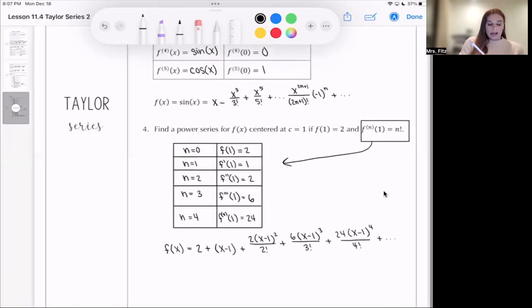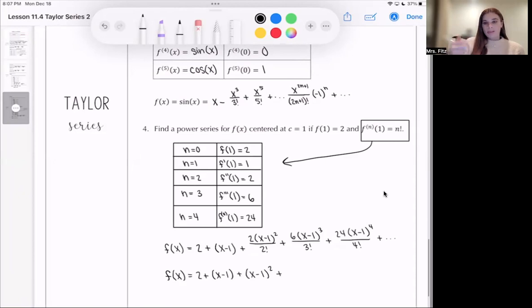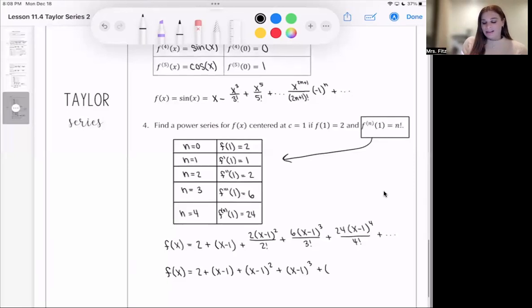And so when we clean this up, we end up with f of x equals 2 plus x minus 1, plus the 2 over 2 is just 1, so x minus 1 squared, plus 6 divided by 3 factorial is also 1, so x minus 1 cubed, plus 24 over 4 factorial also cancels out. So we have x minus 1 to the 4th plus dot, dot, dot.